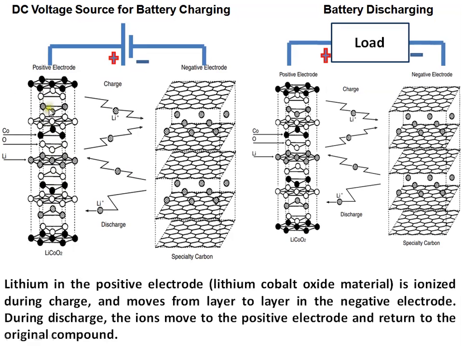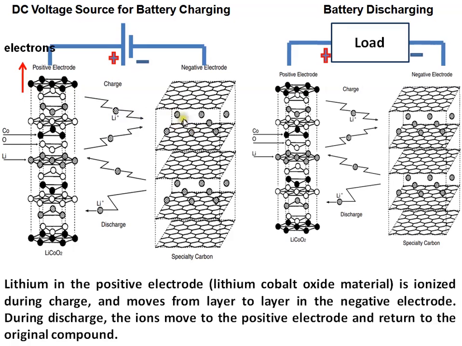Here we can see the positive electrode, which is lithium cobalt oxide containing lithium atoms, and this is the carbon material, which is the negative electrode. During the charging process, an external voltage source is connected to the positive and negative electrodes. Because these lithium atoms can easily donate electrons, when you apply the power supply for charging, the electrons are attracted towards the positive terminal, and the lithium ions that are formed are repelled towards the negative electrode, because these are positive ions and this is the positive electrode.